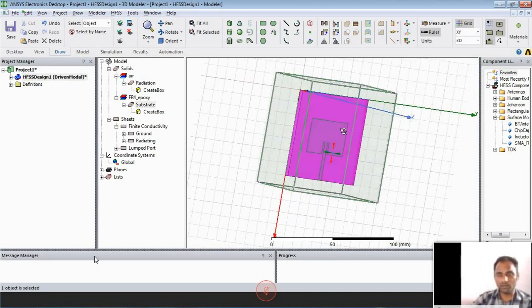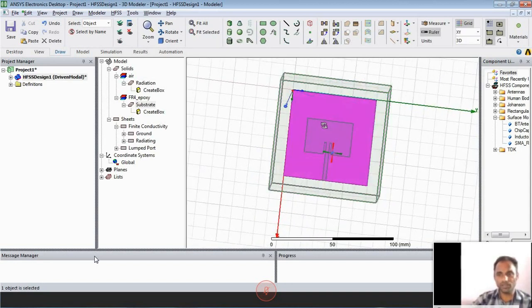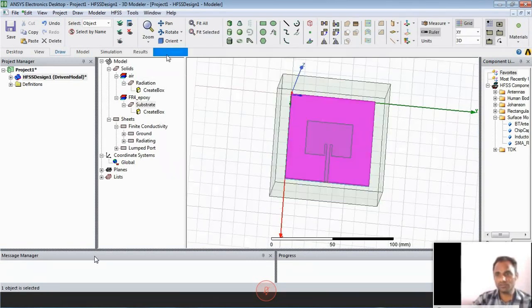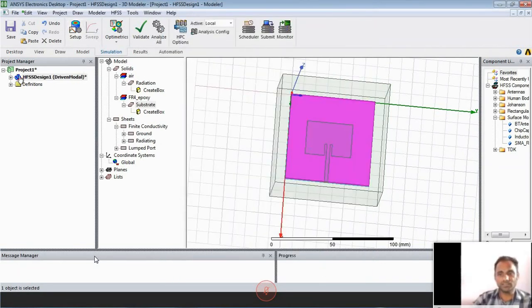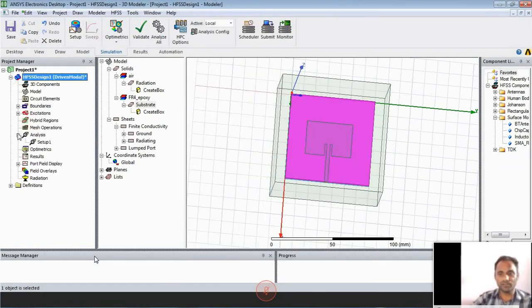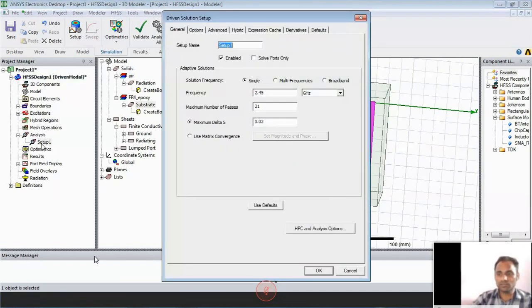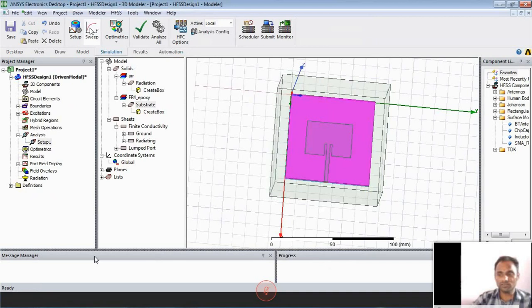Before running, we need to give the solution setup conditions, so we select simulation and go for setup. Let's set our exact frequency as 2.45 gigahertz. If you want, you can change the number of passes. I'm taking 21 passes today. Then I'll check whether the frequency is correct or not. It is correct, so just give OK.